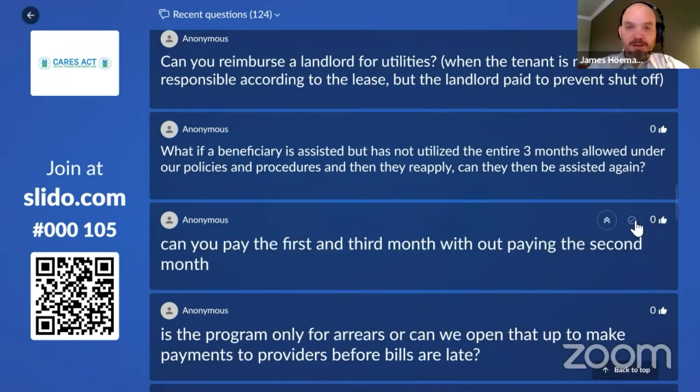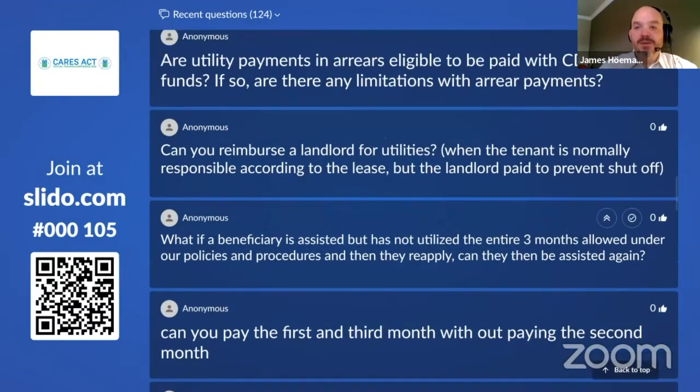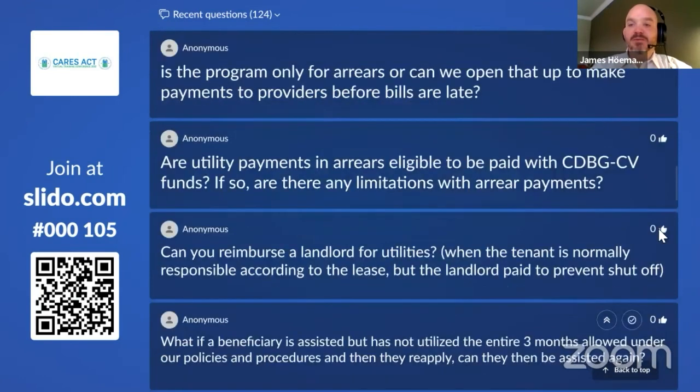Can you reimburse a landlord for utilities when the tenant is normally responsible according to the lease, but the landlord has paid to prevent shut off? If the utilities are part of the rental agreement itself, then you would not be paying the landlord themselves. You would have to pay the actual utility provider. So in this case, the landlord is not the provider of the utilities. The utility itself would need to be paid on behalf because they are the ones who are providing it.